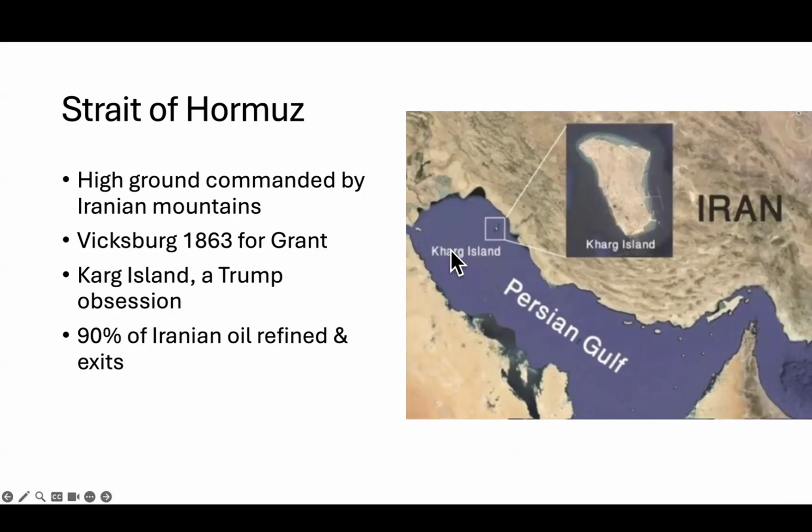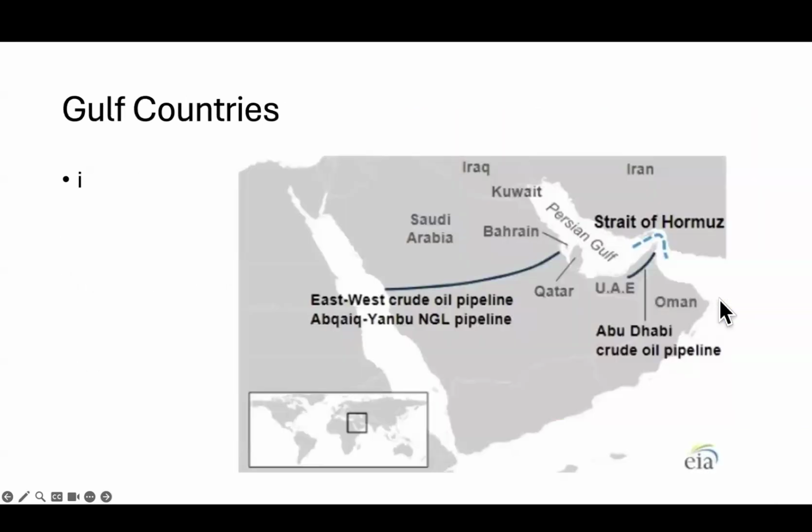Well, we're going to learn a lot more about oil and the flow of oil, but I thought I'd introduce us a little bit to some pipelines. So first of all, the Gulf countries. Kuwait, familiar with that from the war. Bahrain, Qatar, UAE, Oman. And UAE has a pipeline that takes their oil to the other side of the Strait of Hormuz. Saudi Arabia has an east-west pipeline that takes Saudi oil to the Red Sea.